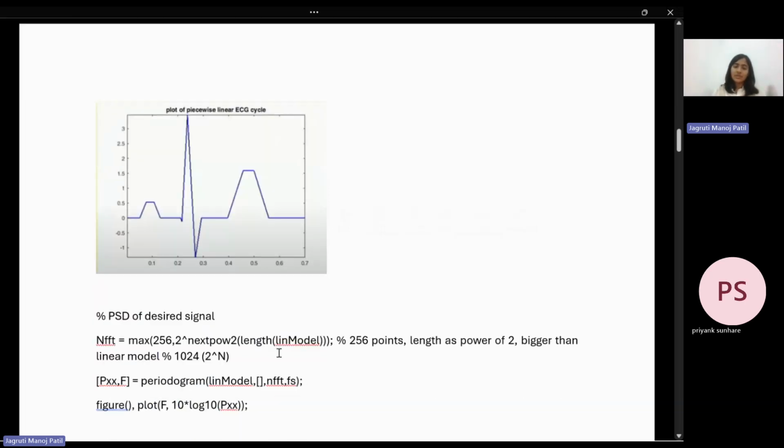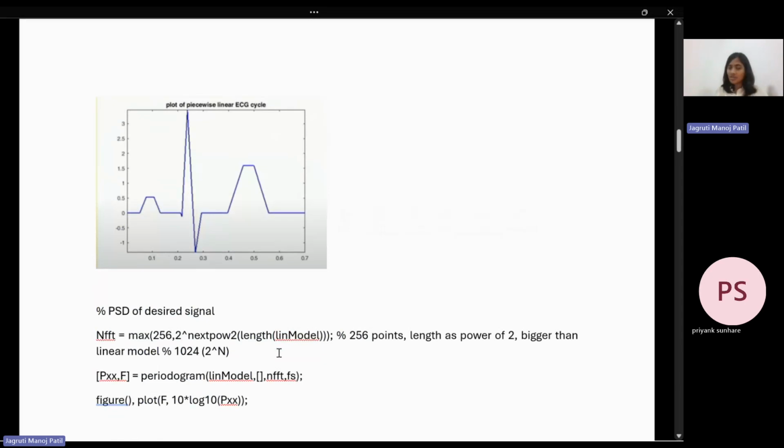Now next, we need to compute the power spectral density of the desired signal. Till here everything was in the time domain. Now we need to create a power spectral density. Power spectral density is essentially the FFT squared. For that you need to know how many points you require in your FFT signal.